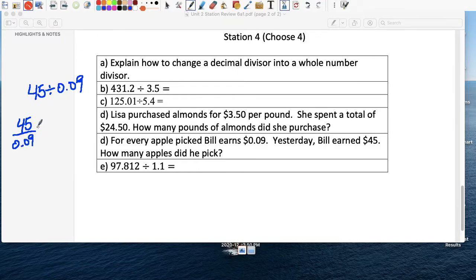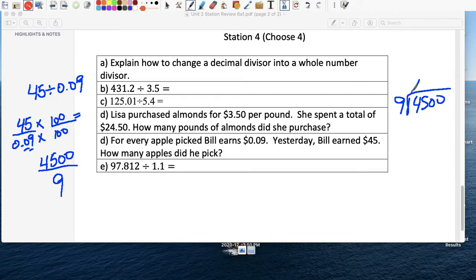We're going to change this. We're going to find a number to multiply top and bottom by. This has 2 decimal places, so we're going to multiply by 100, and the top times 100. 0.09 times 100 is just 9. And 45 times 100 is 4,500. Okay, so now we can divide.